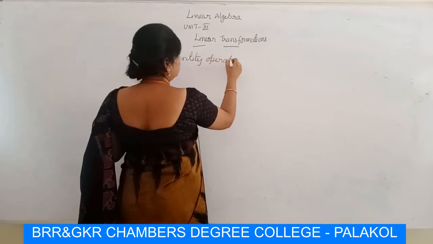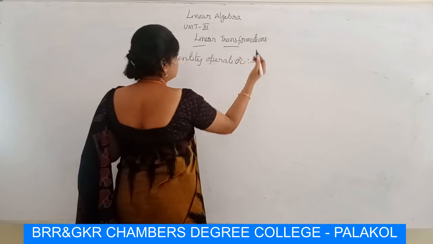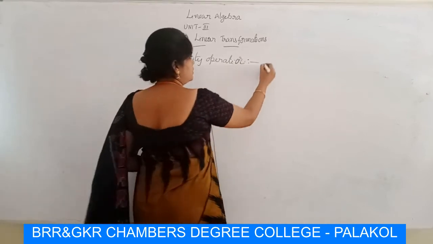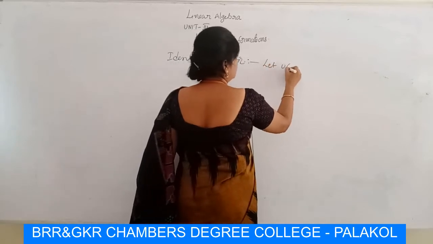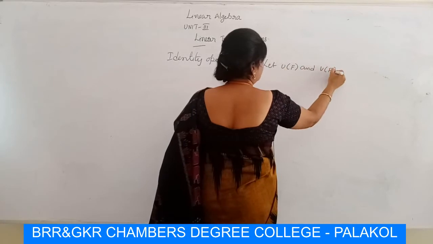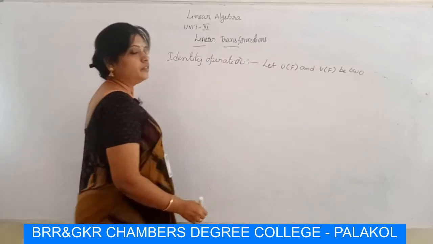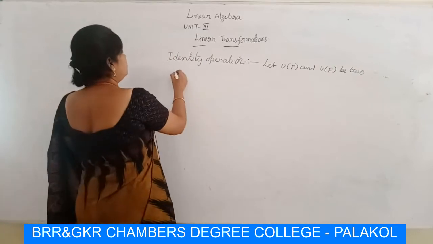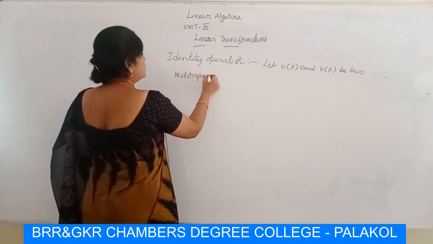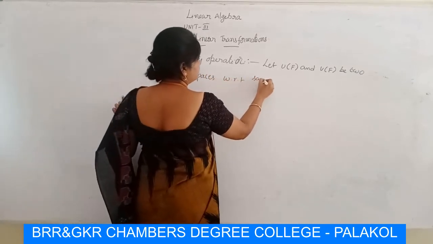Statement. Let U of F and V of F be two vector spaces with respect to the same field F.